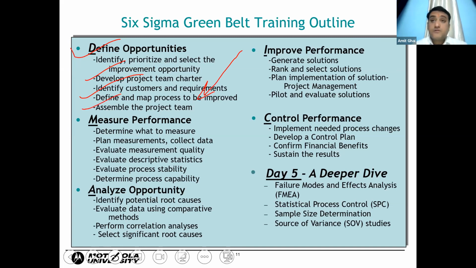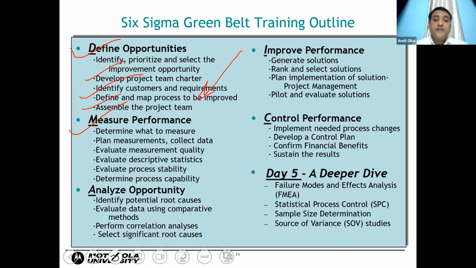So Six Sigma also talks about people management. There is a module called team building within the Six Sigma Green Belt class. You will learn that one also. Then we move to the second phase that is called measure performance.